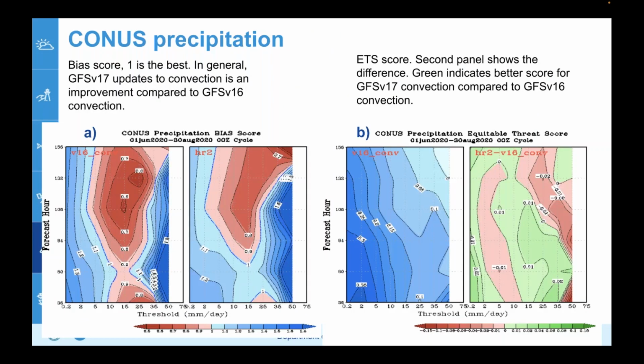Next, I look at the CONUS precipitation. This is the bias score, and this is the equitable threat score. This is when we have the V16 version of convection, and this is the HR2. In the bias score, a value of 1 is the best. So in general, the GFS version 17 update to convection is an improvement compared to the GFS version 16 convection. You can see that by having some softer colors in the HR2 panel. This one shows the difference between HR2 and the V16Conv version. So the ETS score generally shows more green, which is also associated with an improvement in the ETS score.